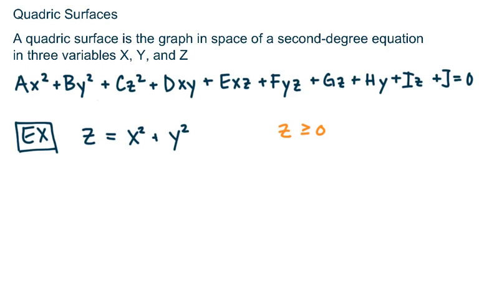So what we're going to do is find some traces, and we're going to choose values for one variable. So for example, I might choose values for z. Say we let z equal 0. What does that give us? Plugging 0 into the given equation, I've got 0 equals x squared plus y squared. So that's a circle of radius 0, which is really just a dot at the origin.